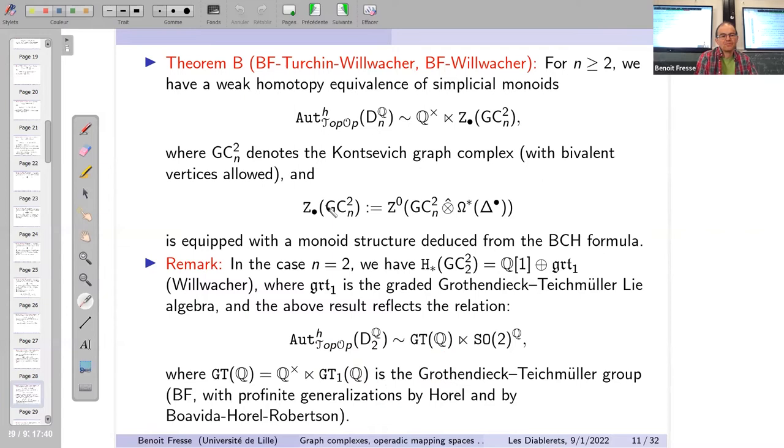Actually, these three statements, this one, and this one, are not independent. Two of them imply the fourth.